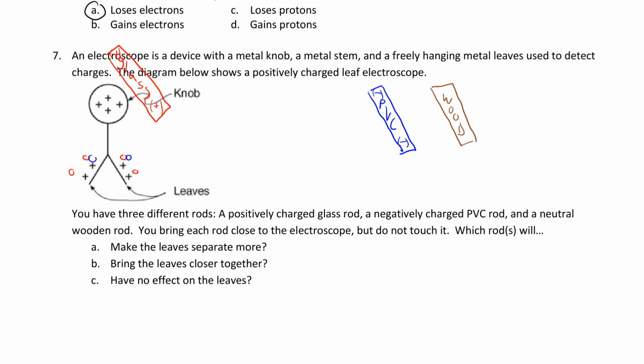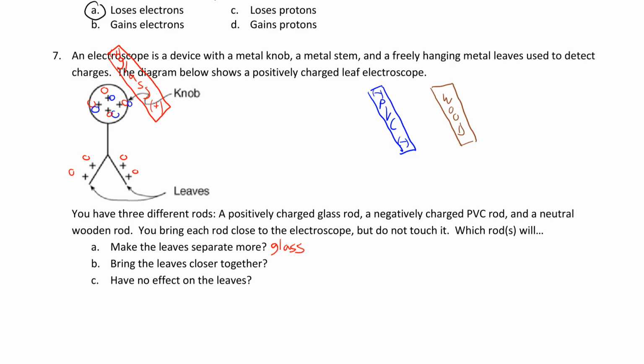So you have 1, 2, 3, 4, but it's positively charged. So you have maybe 1, 2, right? So you still have a net positive charge that isn't being balanced out by the electrons. So what's going to happen if you bring this positive glass rod near it? Well, these electrons down in the leaves get attracted to that positive rod, and some of the electrons go up to meet it, and this becomes even more positive than it was before, so it's going to separate more. So the glass definitely makes it separate more.